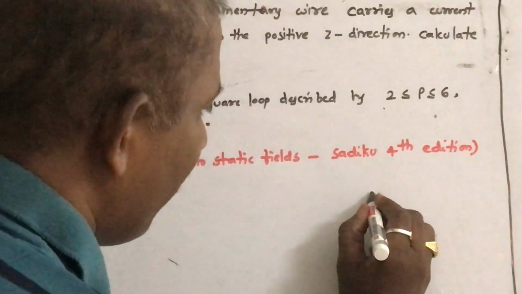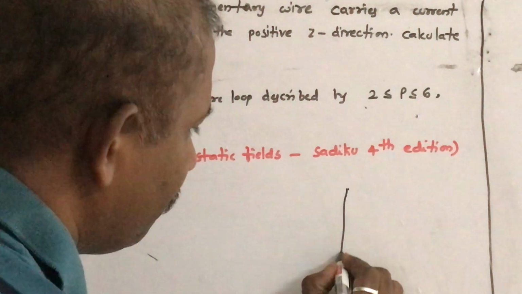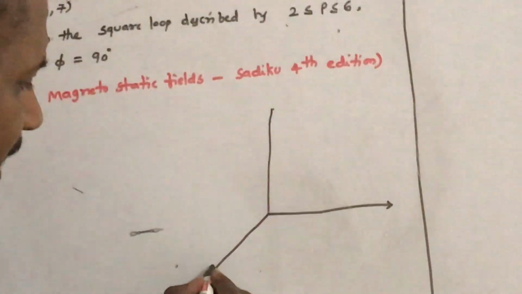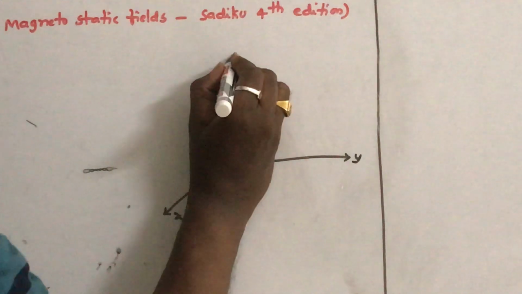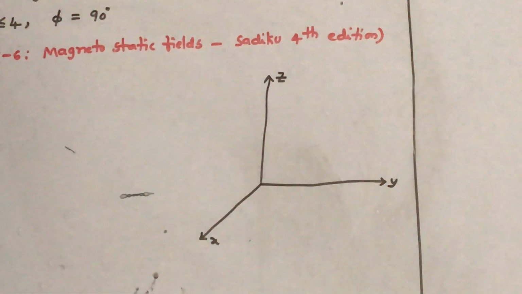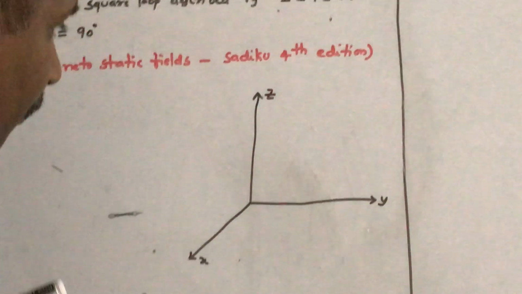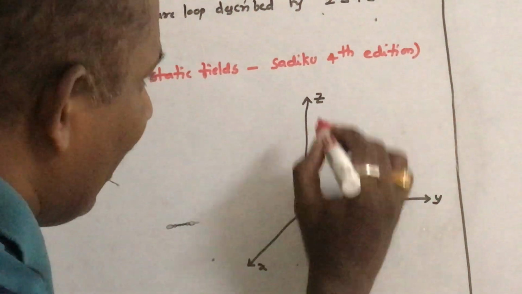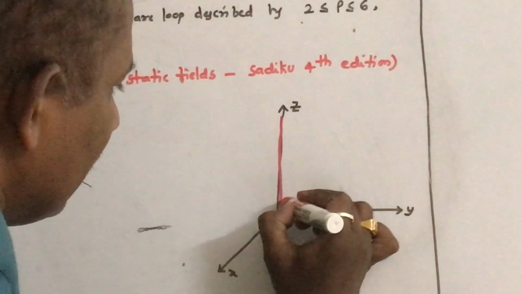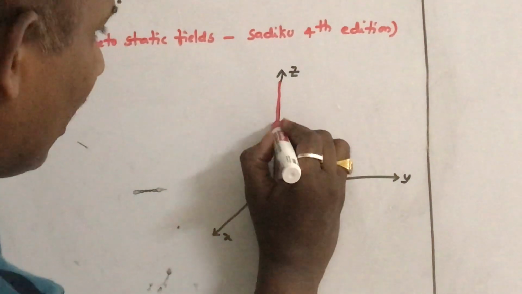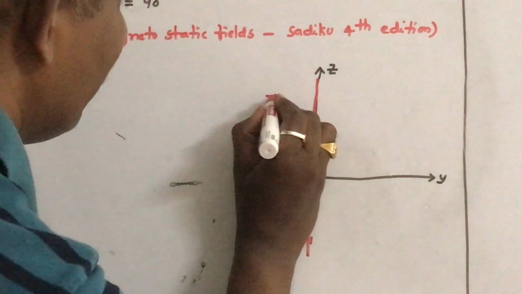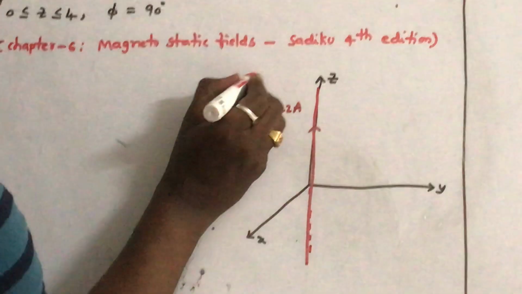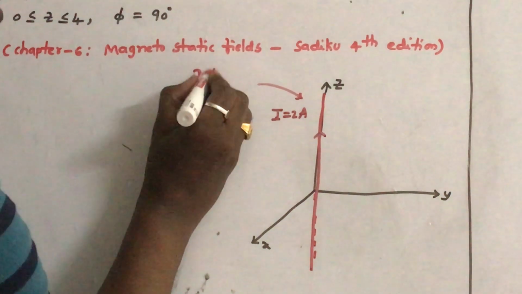First, let us draw the given information in a three-dimensional coordinate system x, y, z. So what is given? It is given that an infinitely long filamentary wire lies along the z axis. Remember that, it is infinitely long. It is carrying a current I equal to 2 amperes. So this is your infinitely long wire.